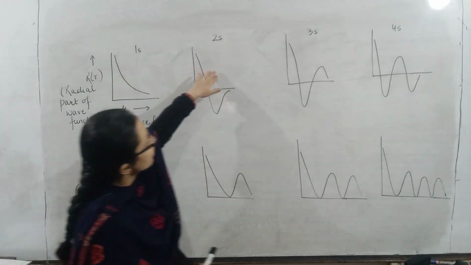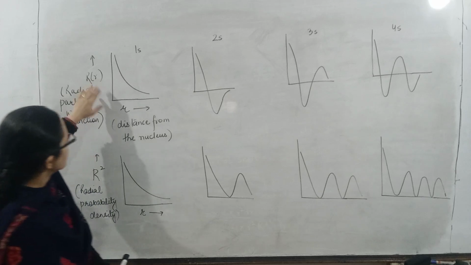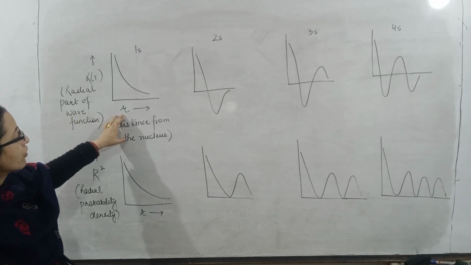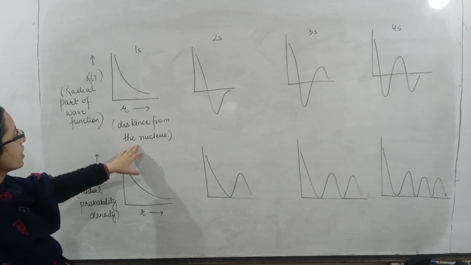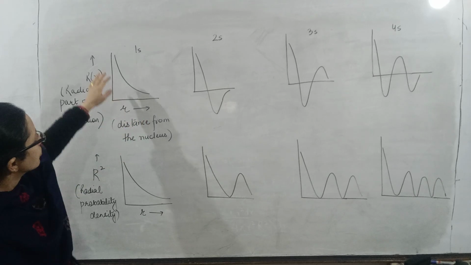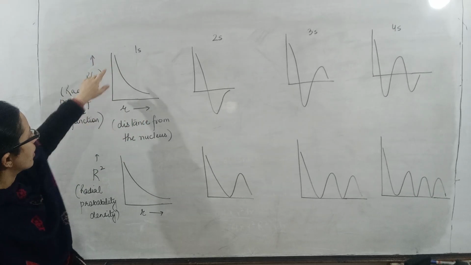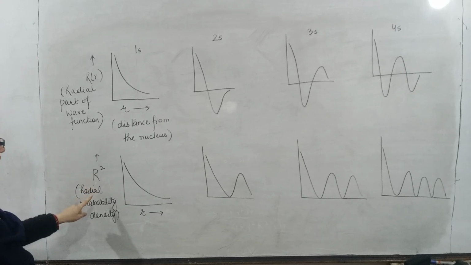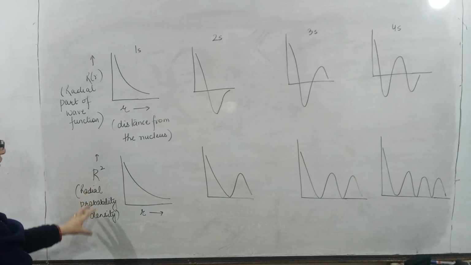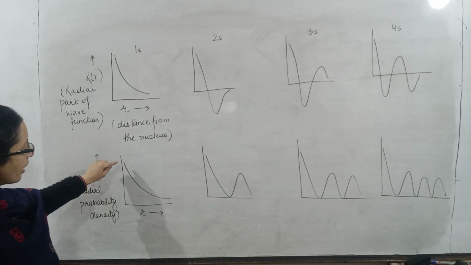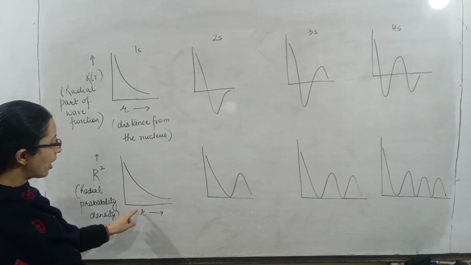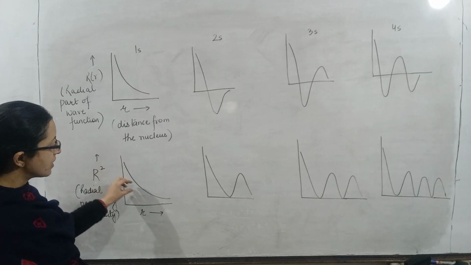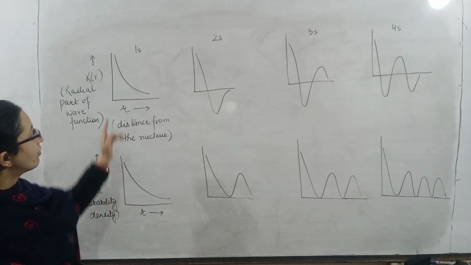So this is for 1s, 2s, 3s and 4s orbital. So the first curve is R versus r. The capital R stands for the radial part of the wave function and small r for the distance from the nucleus. So as we move away from the nucleus, the radial part of the wave function decreases. Okay? And the square of the radial part of the wave function gives you the radial probability density, the electron density. So we can say the electron density decreases as we move away from the nucleus for 1s orbital.